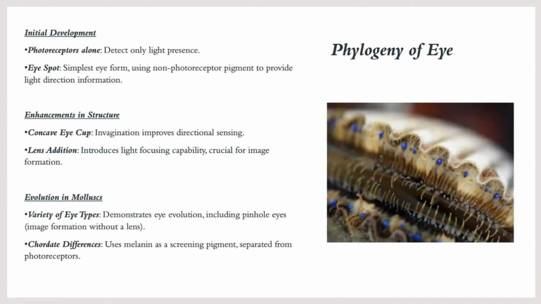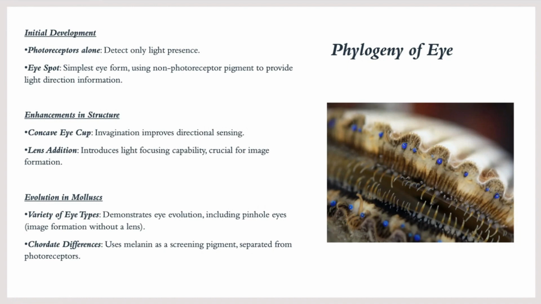All right. Now, the initial development. The photoreceptors on their own are only able to detect whether there is light available. So the simplest eye form was basically just a simple eye spot, which they would use to only see if there was light around them. Then the eye invaginated or formed a pit, a concave structure, which allowed them to sense the direction of this light.